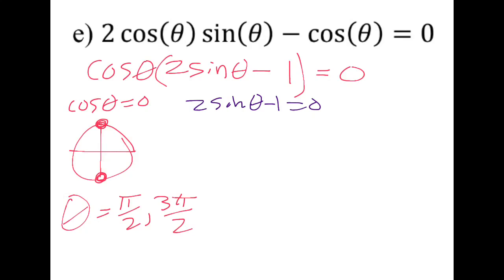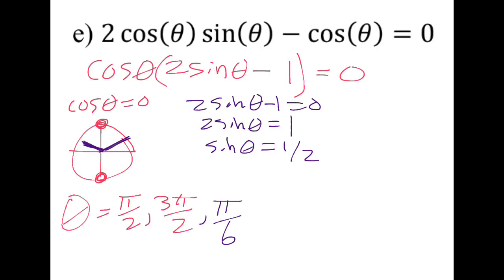Then over here, let's manipulate this. 2 sine theta equals positive 1 by adding 1, and then sine theta equals 1/2. Well, when does sine equal 1/2? Well, certainly right there at pi over 6, and then equivalently right there at 5 pi over 6. So we get those two values, and we're done.